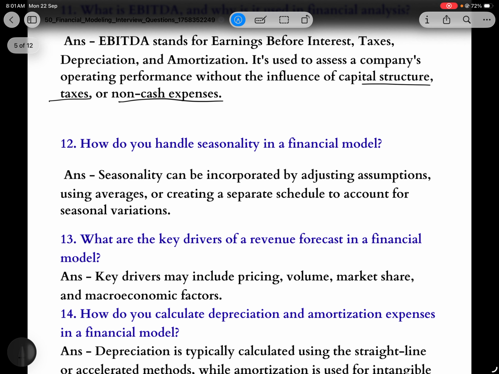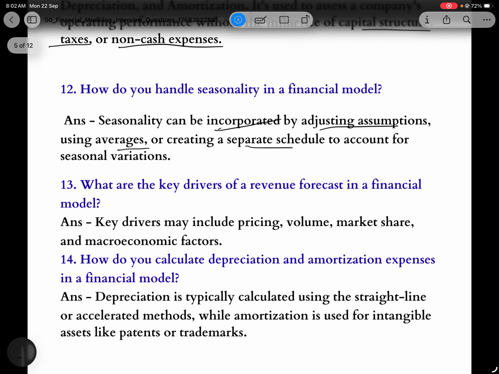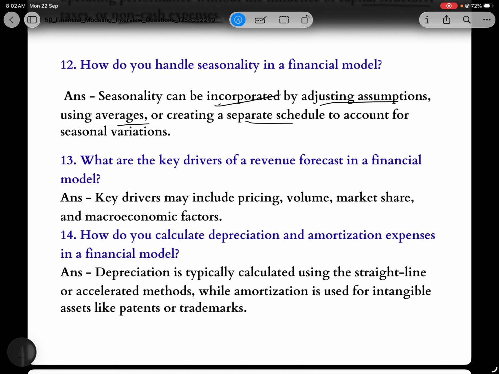So how do we handle seasonality in a financial model? Basically, seasonality is normally incorporated by adjusting the assumptions, right? We can be using different averages. There could be separate schedules to account for seasonal variations, and then there'll be a bulk figure in terms of revenue, but there will be schedules explaining how the seasonality was used to calculate that revenue. So mostly it's about adjusting the assumptions.